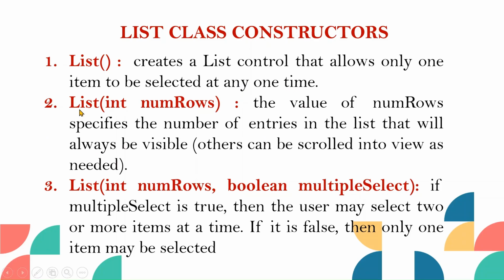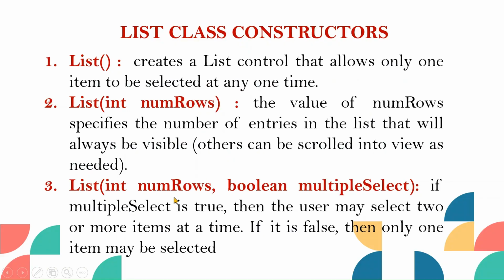Now List with an int number of rows. The value of the number of rows specifies the number of entries in the list that will always be visible. So what is a visible window area? Maybe 4 or 5. If you have 10 elements and you are writing 4 or 5, only 4 or 5 are visible. Others can be scrolled into view as needed.